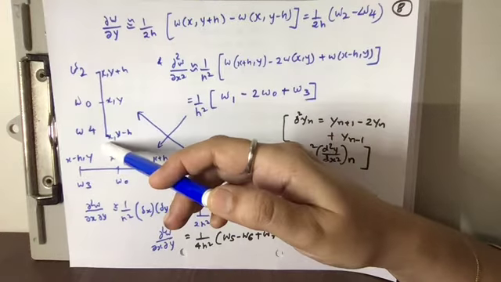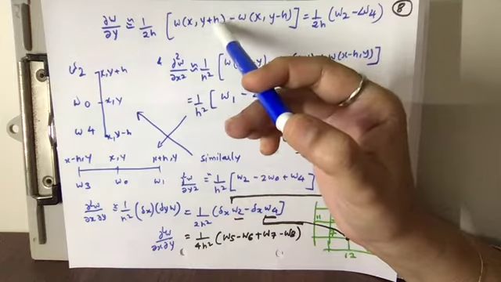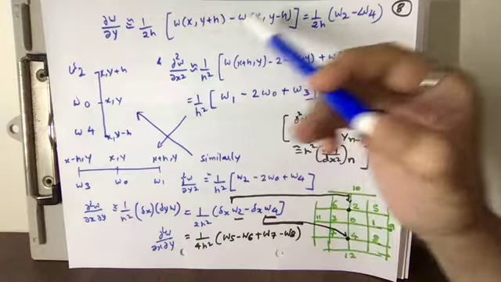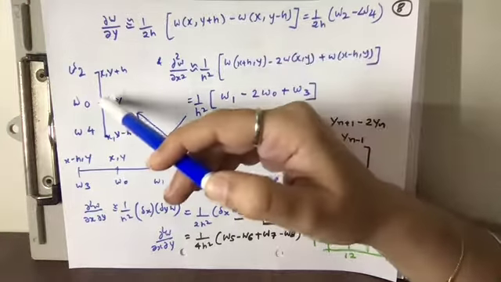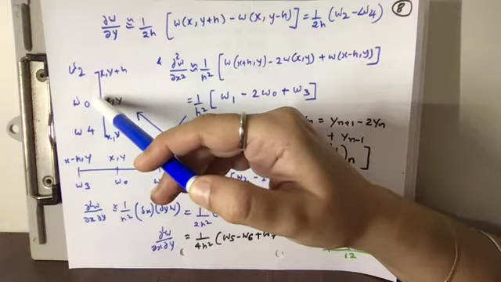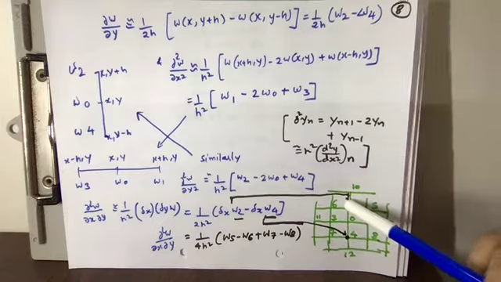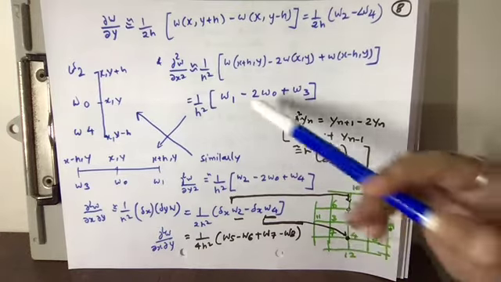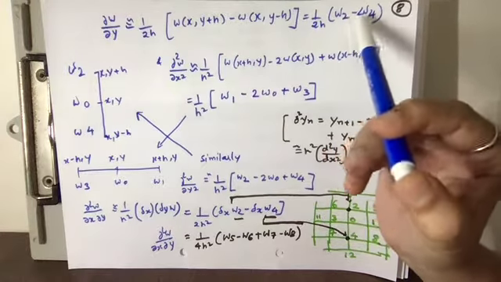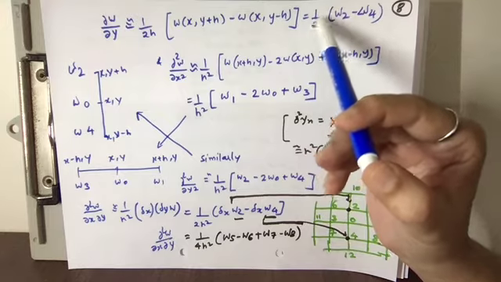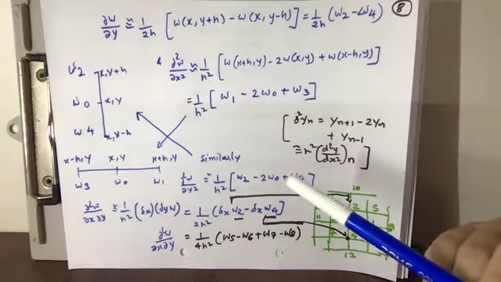X remains constant. Again we write according to our partial differentiation definition. We simply write, this is w0, w2, w4. You can check here w2, w0, w4. So we write w2 minus w4 divided by 2h.